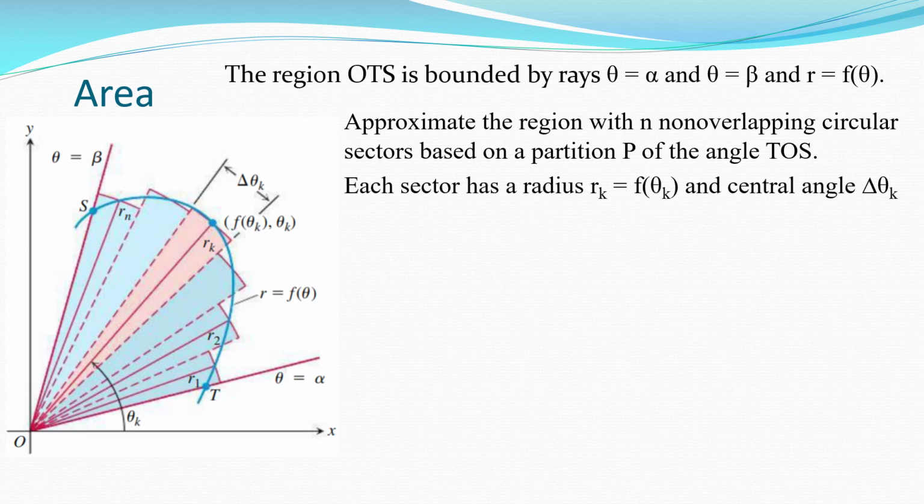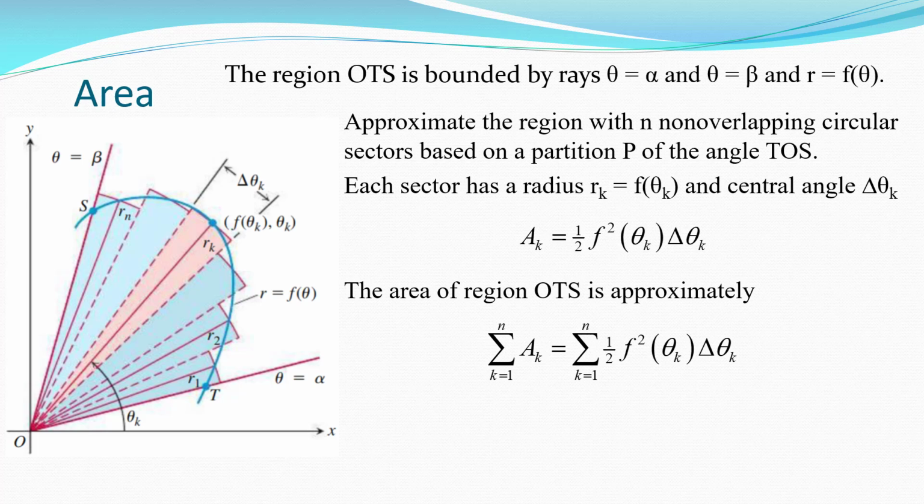Now, each such sector will have a radius, which is found by evaluating the function at some angle in that particular angle range, and there's a central angle, the change of theta sub k. Because of that, we can find the area of that sector because it's just 1/2 the radius squared times the angle. That's 1/2 the square of the function at the angle, times the change of the angle. All this is in terms of this kth subinterval. The area of the region then is approximately just the sum of these areas, and that gives you a summation.